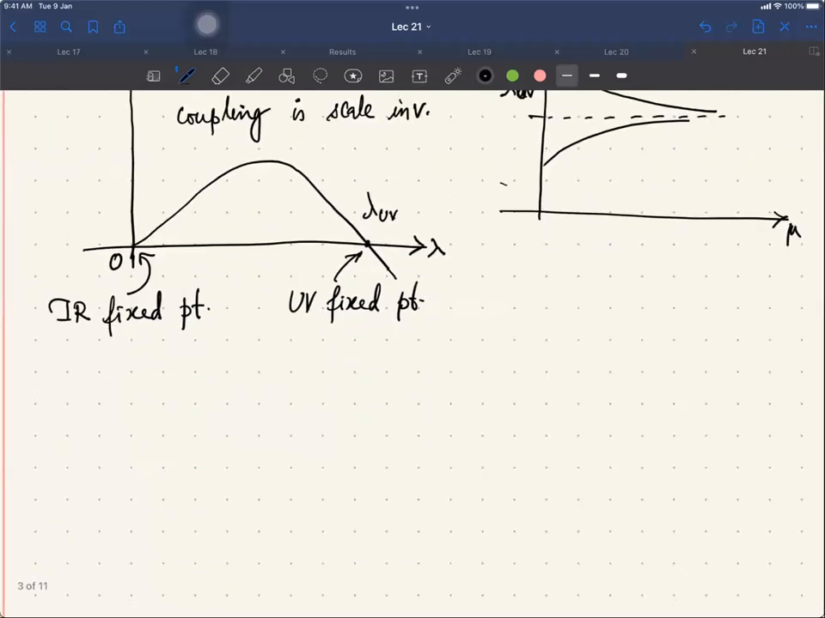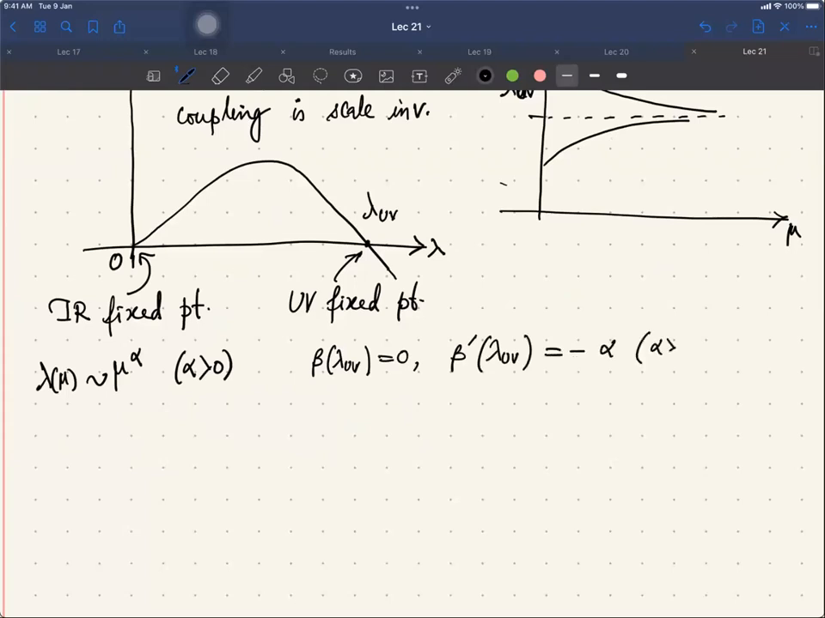For the IR fixed point, one has a behavior of lambda of mu as mu to the power alpha, with alpha positive. That's a very standard behavior of QFTs near lambda equal to zero. And for the UV fixed point, the characterization is that beta of lambda UV is equal to zero, and beta prime of lambda UV is minus alpha, with alpha greater than zero.